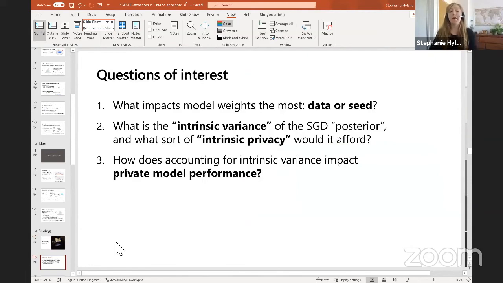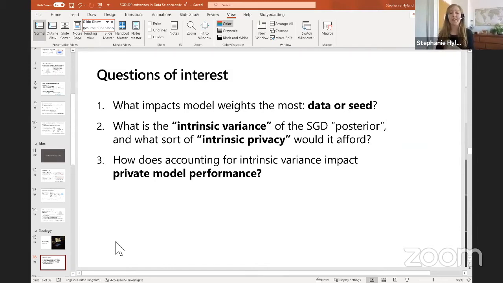So before I go into detail about exactly which experiments we ran, I just want to focus on what questions we were trying to answer with this empirical study. The first question is, we have this intuition that changing the random seed is going to change our model weights, but we haven't compared to see how that compares to what happens when we change the underlying data. Remember, differential privacy is always thinking about these neighboring data sets. So we'd like to know, is it the seed or is it the data that contributes the most to the changes in the model weights?